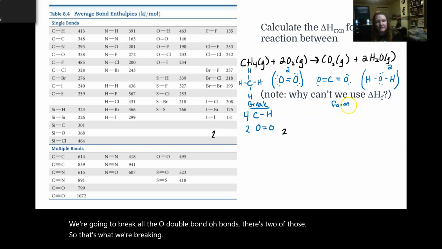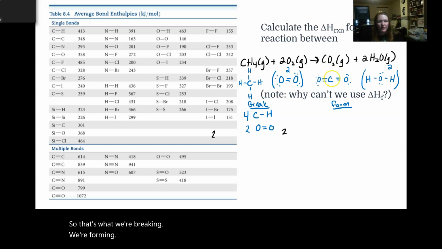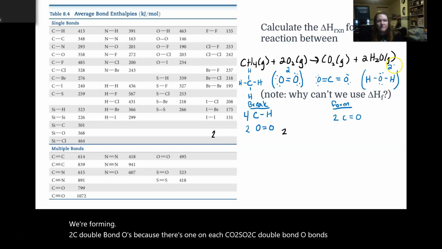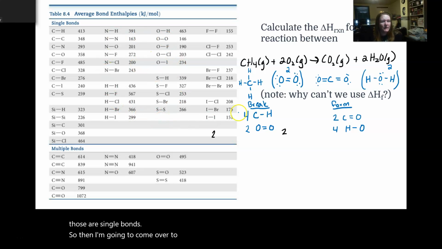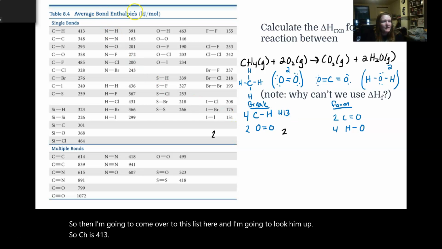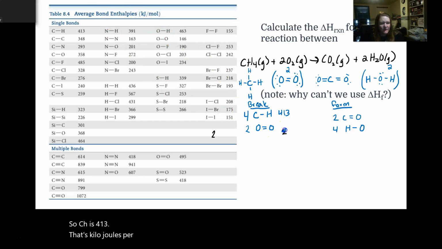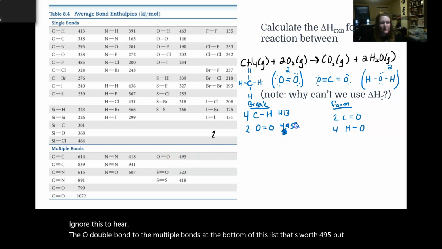We're forming 2 C double bond O's because there's 1 on each CO2. So 2 C double bond O bonds. We're also forming 4 total HO bonds because we have 2 waters and each water has 2 of those. So those are single bonds. Then I'm going to come over to this list here and look them up. So CH is 413. That's kilojoules per mole. Ignore this 2 here. The O double bond O, the multiple bonds are at the bottom of this list. That's worth 495, but I have 2 of those.